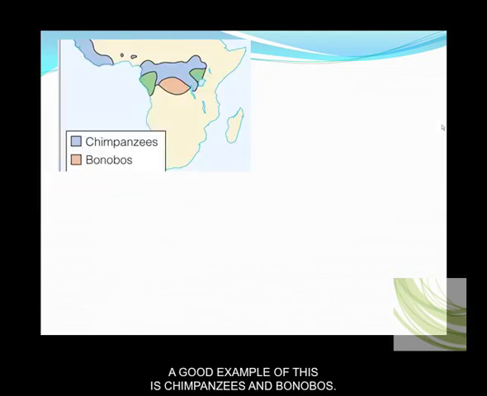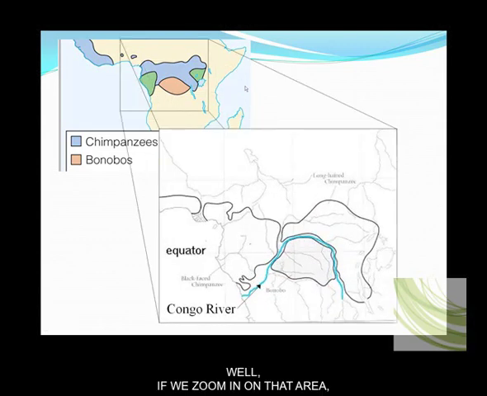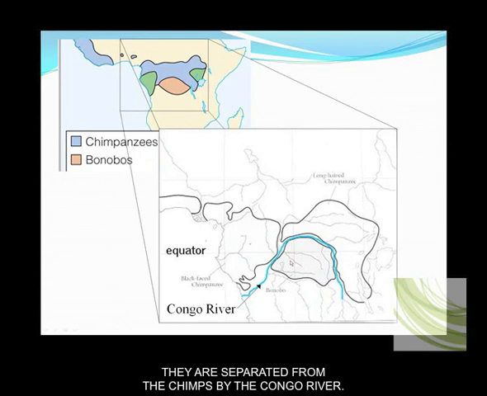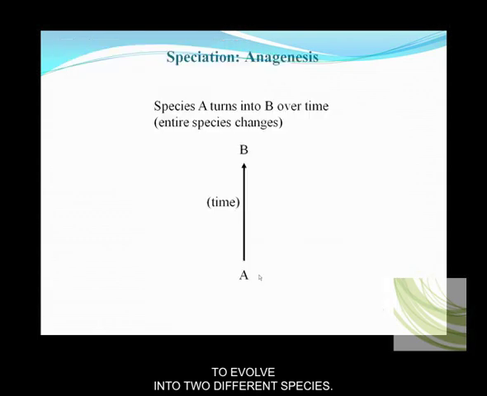A good example of this is chimpanzees and bonobos. If you look at their range right here, you'll notice that the bonobos are sort of localized to this area and they butt up against the chimpanzee range, but they don't really overlap with them. Why is that? Well, if we zoom in on that area, what we see is that where the bonobos have evolved, they are separated from the chimps by the Congo River. So you have this isolating barrier resulting in speciation. Here's an example of cladogenesis. Chimpanzees and bonobos most likely have the same ancestor, but because they became separated, they eventually became reproductively isolated enough to evolve into two different species.